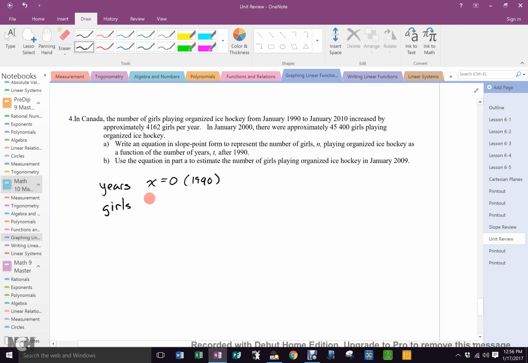And the girls, we don't know any numbers of girls, do we? At the beginning. But we do know that for every year, there's 4,162 more girls, yes? So if I start at 0 years, I start at some Y value, yes? If I go out 1 year, how far up do I have to go? How many new girls played? 4,162. Isn't that a rise over a run? So do I have a slope? My slope equals 4,162. Now, do I know any spot on this graph? Do I have any X and Y?